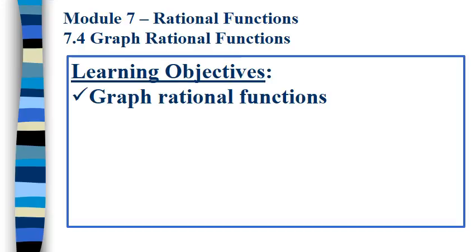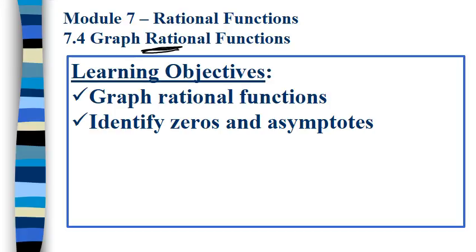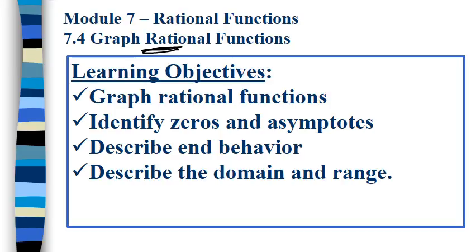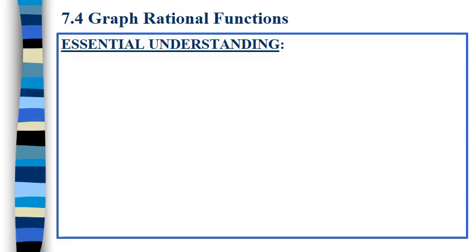So section 7.4 goes over graphing rational functions. Rational functions, a ratio of polynomials, right? Rational numbers are a ratio of numbers, that is, numbers that can be written as a fraction. So here we're going to graph rational functions, so that is polynomials written as a fraction. Going to identify zeros and asymptotes, describe end behavior, and the domain and range.